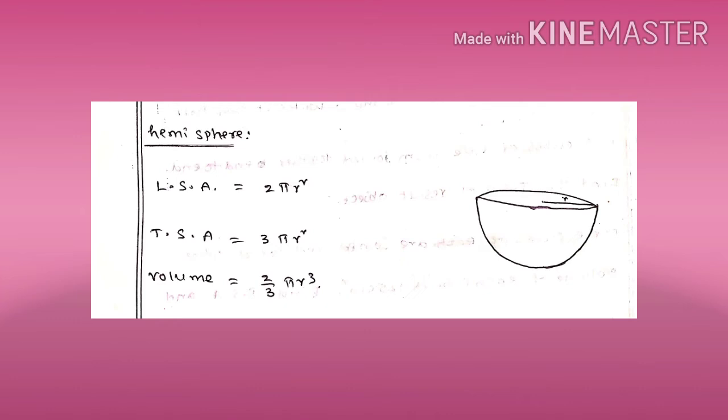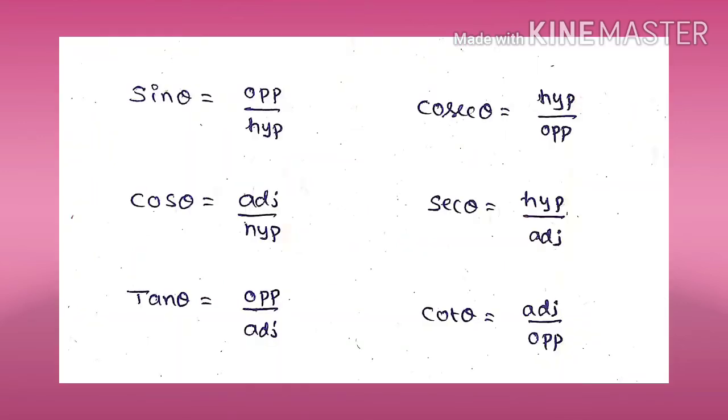Hemisphere. LSA, lateral surface area of a hemisphere is equal to 2 pi r square, and the total surface area TSA is equal to 3 pi r square, and volume is equal to 2 by 3 pi r cube. LSA 2 pi r square, TSA 3 pi r square, and volume 2 by 3 pi r cube for the hemisphere. Then the next chapter, trigonometry.